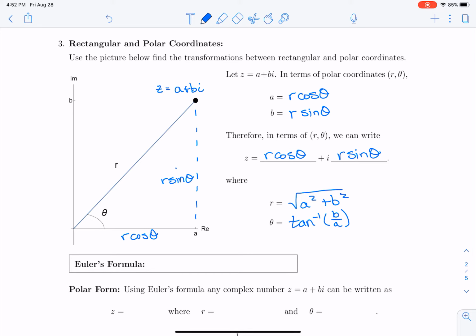Now we can enter into one more step that will help us come up with a good notation for polar coordinates. And that is using what is called Euler's formula. So Euler came up with this idea that e to the i theta is equal to cosine theta plus i sine theta. And you might say to yourself, now where does that idea come from? Why would e to the i theta equal cosine theta plus i sine theta?